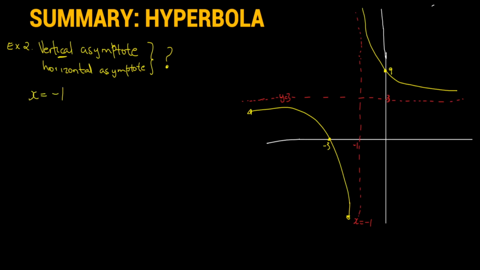And what is your horizontal asymptote? It's the one that cuts the y-axis. So it's the equation of y, which is y equal to 3. Right? So do not confuse this. The second question will be, write down the axis of symmetry.